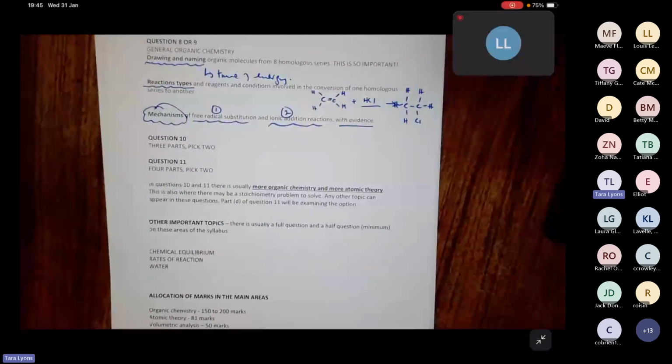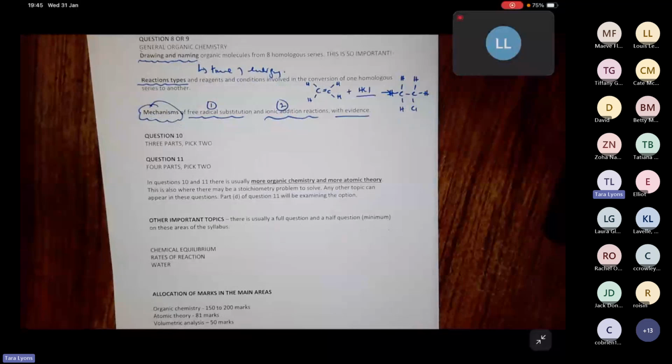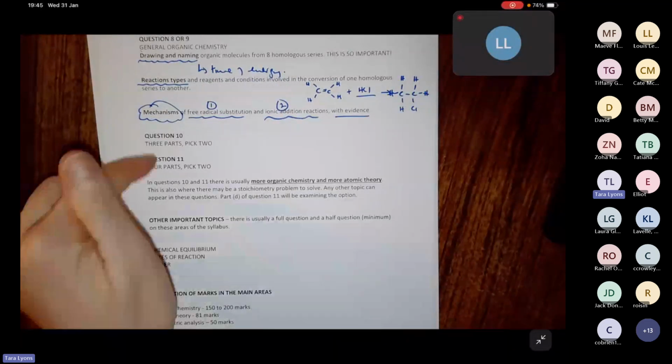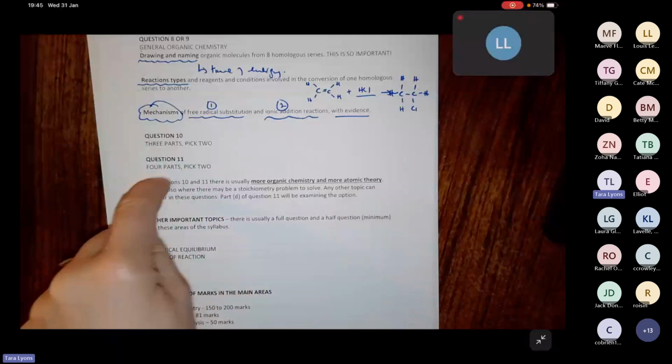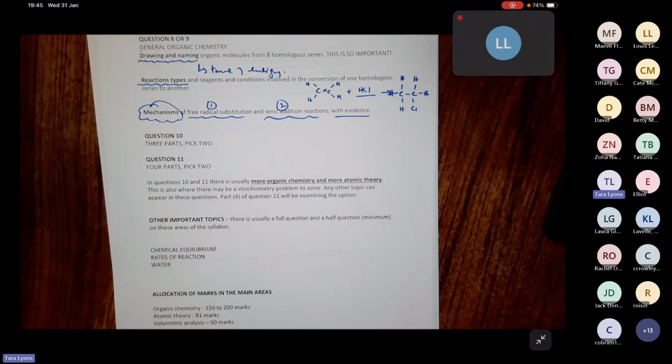Now, if you're doing question 10, you've got 3 parts and you pick 2. If you're doing question 11, there are 4 parts and you pick 2. So that's great. You've got more choice. Now, in questions 10 and 11, there is usually, I expect to get more organic chemistry and more atomic theory.